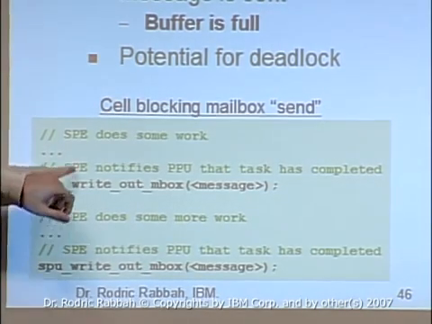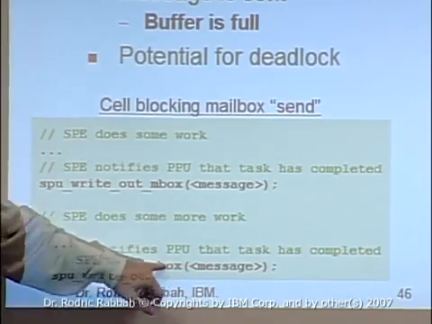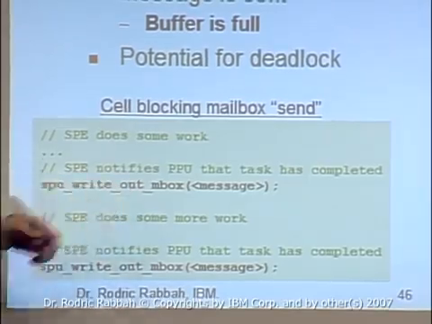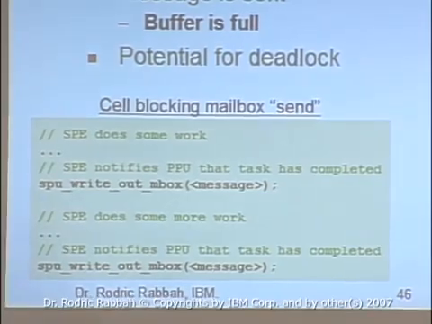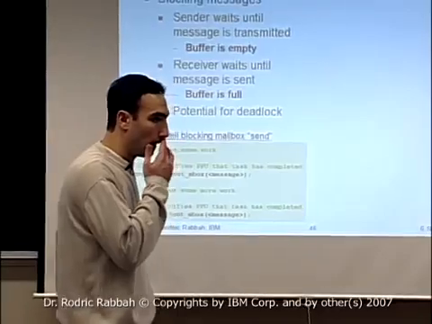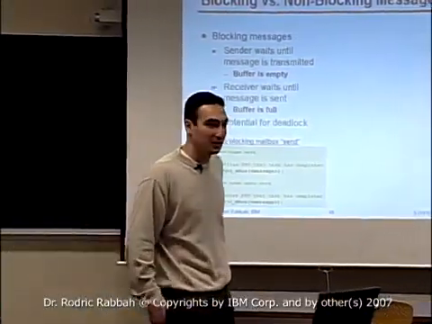So an SPE does some work, and then it writes out a message, in this case, to notify the PPU that, let's say, it's done. And then it goes on and does more work. And then it wants to notify the PPU of something else. So in this case, this particular send will block because, let's say, the PPU hasn't drained this mailbox. It hasn't read the mailbox. So you essentially stop and wait until the PPU has caught up. So all mailbox sends are blocking? Yes. David says yes. Right.